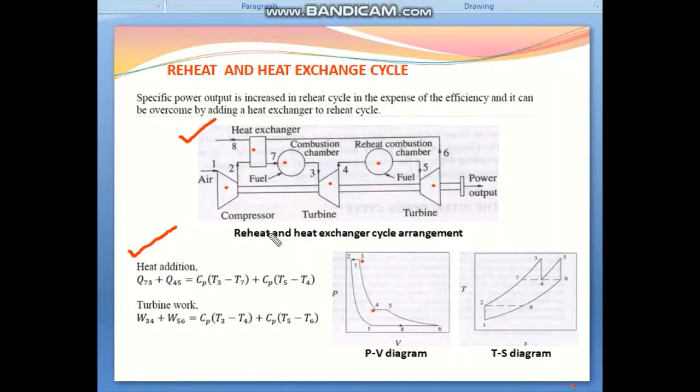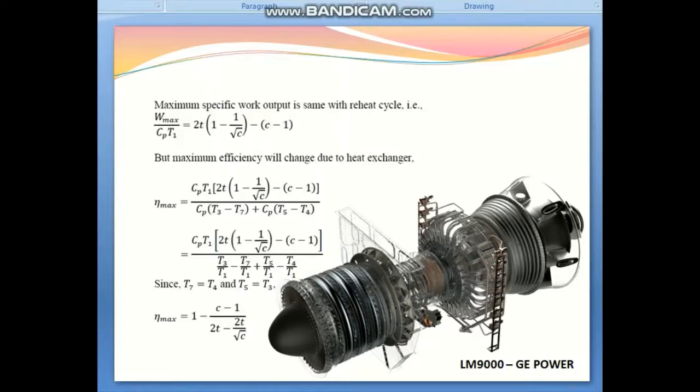Turbine work: this system has two turbines, this is turbine 1 and this one is turbine 2. So W3-4 plus W5-6 equals Cp(T3 minus T4) plus Cp(T5 minus T6). This is the turbine work. Now the maximum specific work output is the same as the reheat cycle, that is W max by Cp T1 equals 2 into (T minus 1 by root C) minus C minus 1.